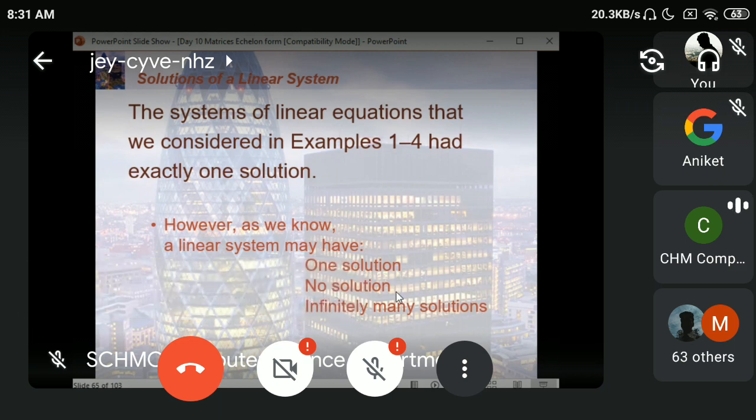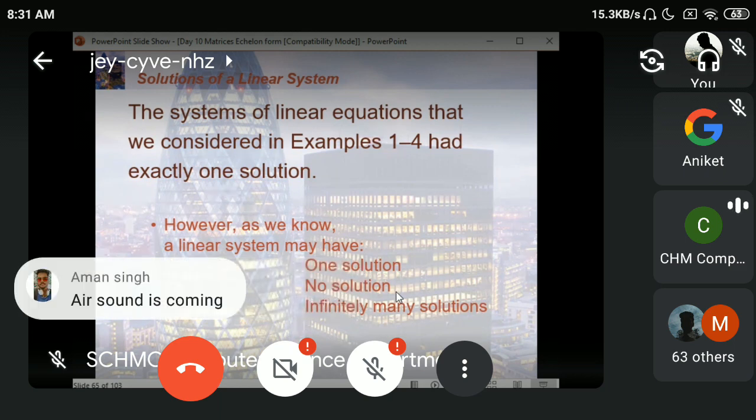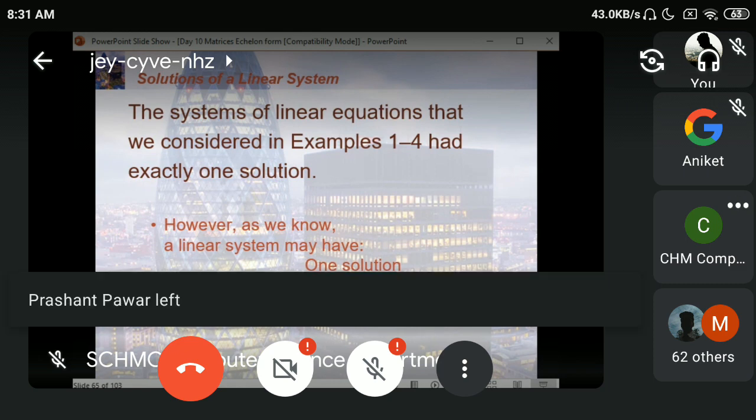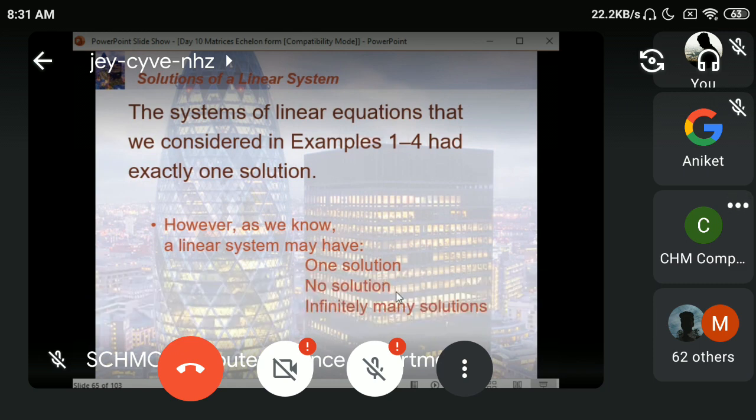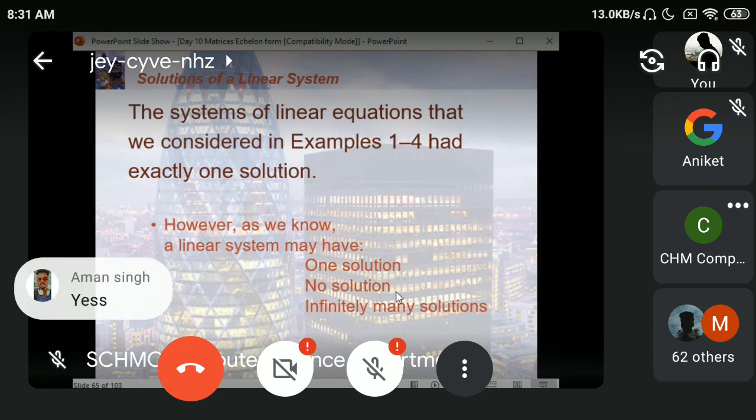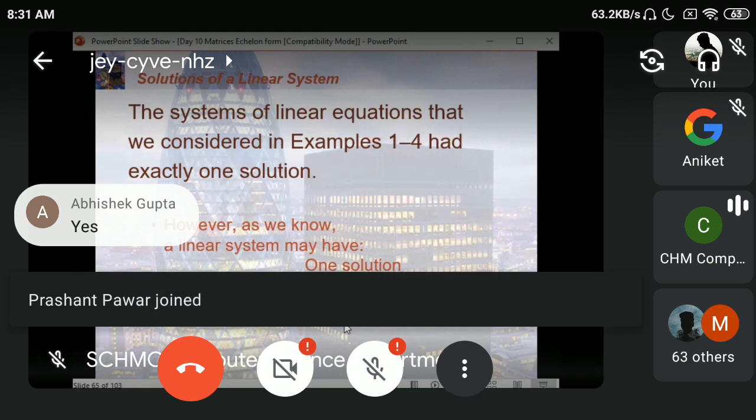Aman Singh, it is only you that the voice is not clear. Now it is okay. Fine. I'm sitting just below the fan, so probably that noise will also get captured.